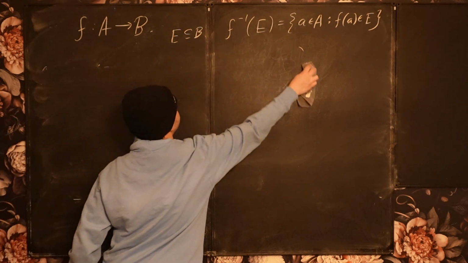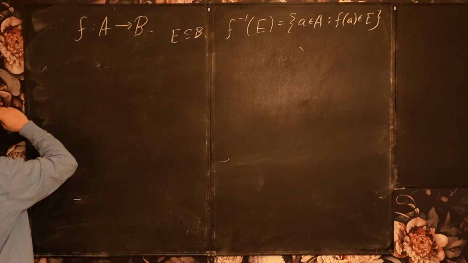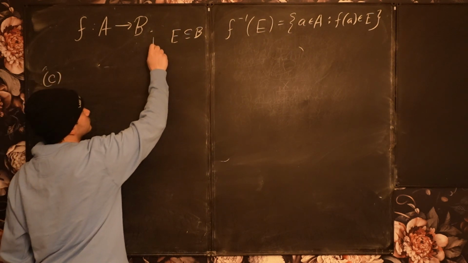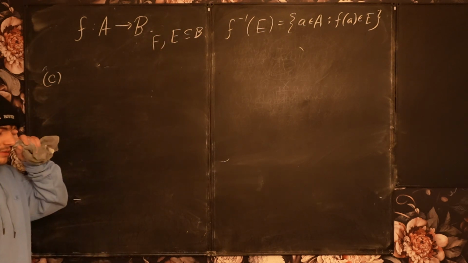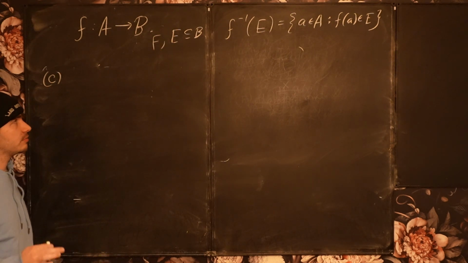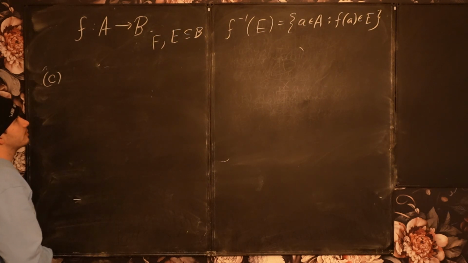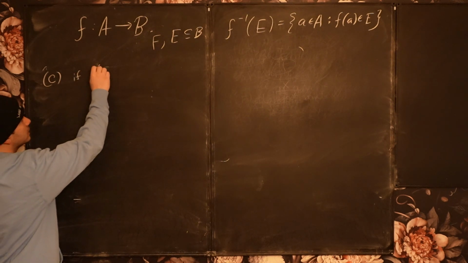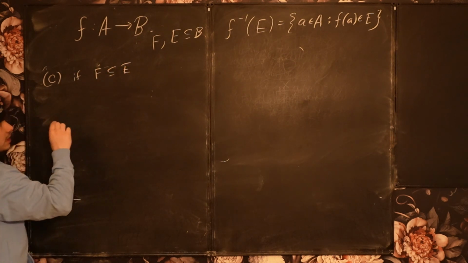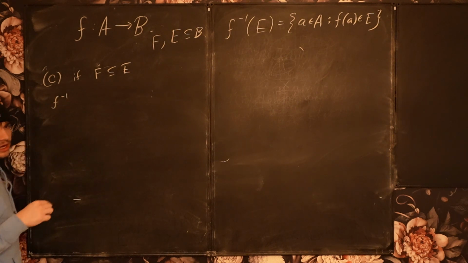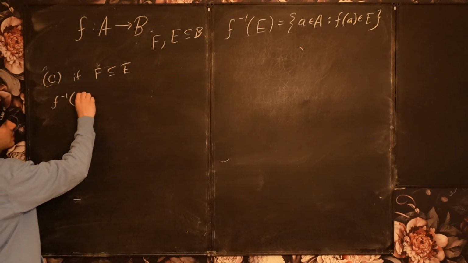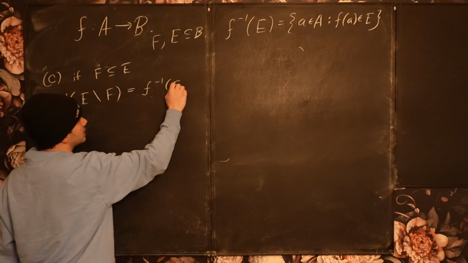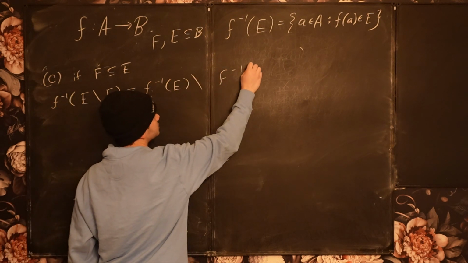Let's look at part C. And I guess we should mention that F and E are both subsets of B. So for part C, if F is a subset of E, then we want to show that the inverse commutes with the set subtraction. So f inverse of E set minus F we want to show is equal to f inverse of E set minus f inverse of F.